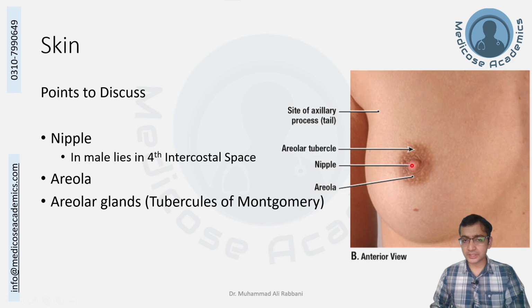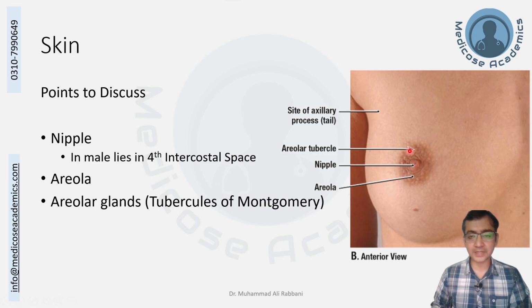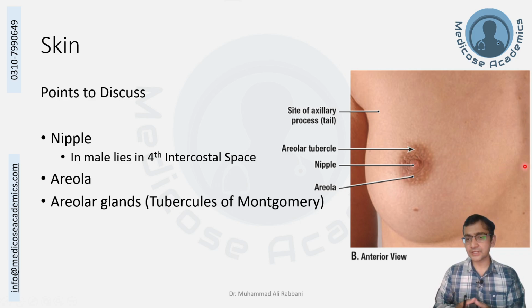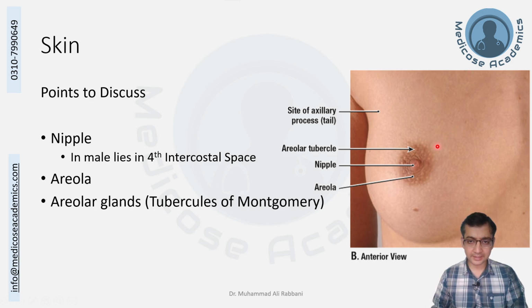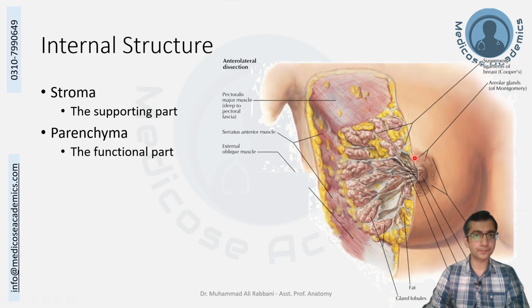If you look at it closer, there is the nipple, there is the areola, and you can see these small elevations. These are the tubercles of Montgomery, created by the sebaceous glands present beneath them. Sebaceous glands secrete oily secretions, which are very helpful in lactating mothers, whose skin is prone to crack, bleed and get infected due to constant exposure to saliva. So this oily secretion helps keep it soft and healthy.